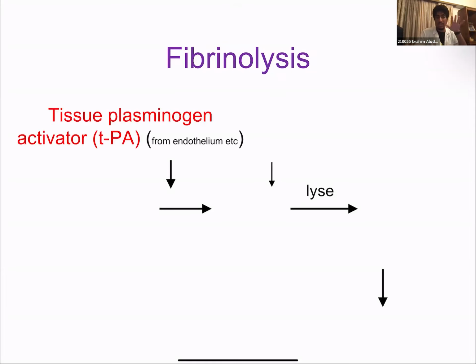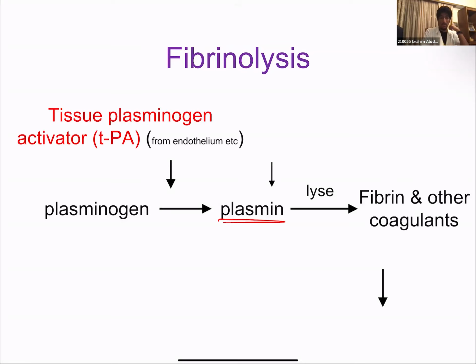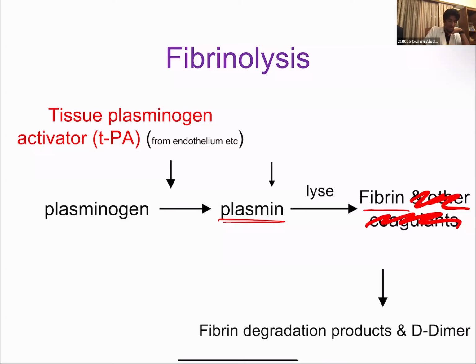So tissue plasminogen activator comes in, right? There's something called plasminogen. Now, in the name of tissue plasminogen activator, it's going to activate plasminogen into plasmin. Plasmin is going to go and lyse fibrin, and other things, but just focus on fibrin, honestly. So plasmin is going to go break down fibrin. And then when you break down fibrin, it's broken down into two things called fibrin degradation products and D-dimers.